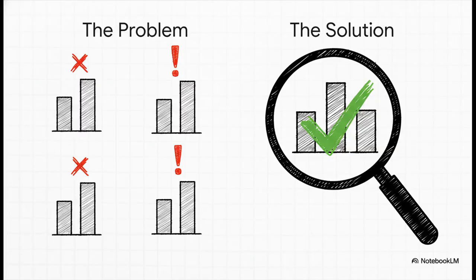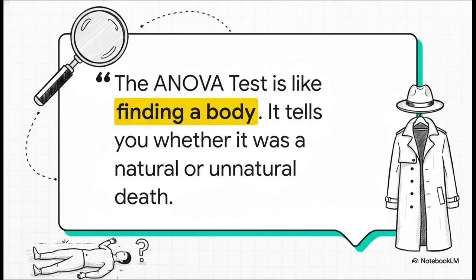Now, you might be thinking, hey, why can't I just run a bunch of t-tests between all the different pairs of groups? And that's a great question. Here's the problem. Every single time you run a test, there's a small chance you'll find something just by coincidence, a false positive. You do that enough times, and you're practically guaranteed to find a difference just by pure dumb luck. ANOVA is the smart solution. It checks for any difference among all the groups in one single powerful test, and it keeps that error risk nice and low.